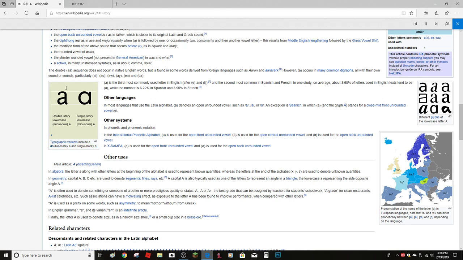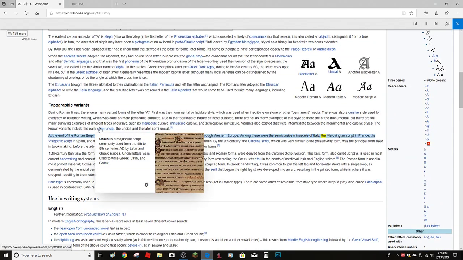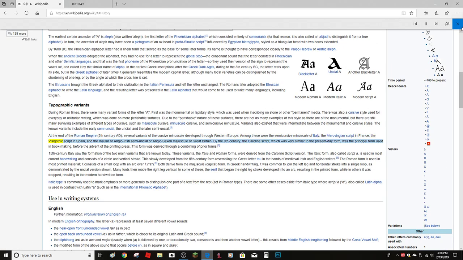At the end of the Roman Empire, 5th century AD, several variants of the cursive minuscule developed through Western Europe. Among these were the semi-cursive minuscule of Italy, the Merovingian script in France, the Visigothic script in Spain, and the insular or Anglo-Irish semi-uncial or Anglo-Saxon majuscule of Great Britain. By the 9th century, the Caroline script, which was very similar to the present-day form, was the principal form used in bookmaking, before the advent of the printing press. This form was derived through a combining of prior forms.